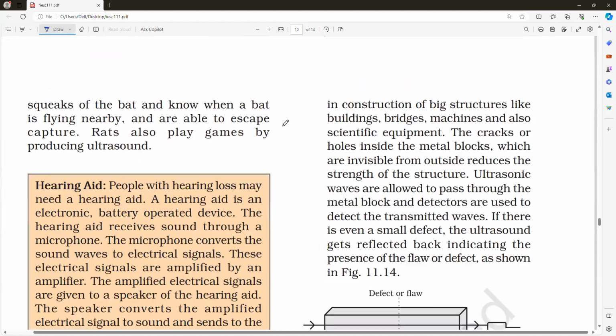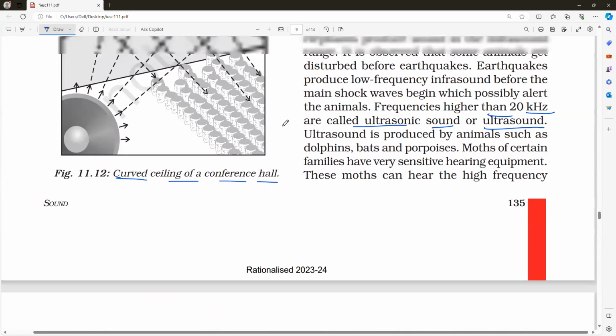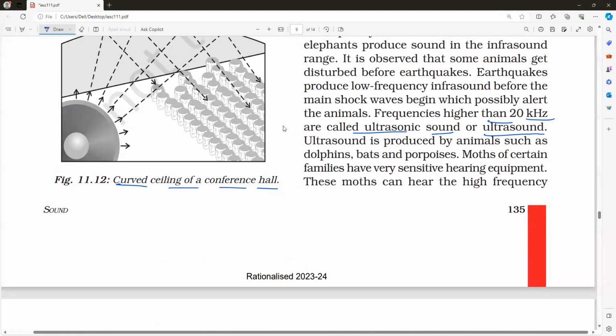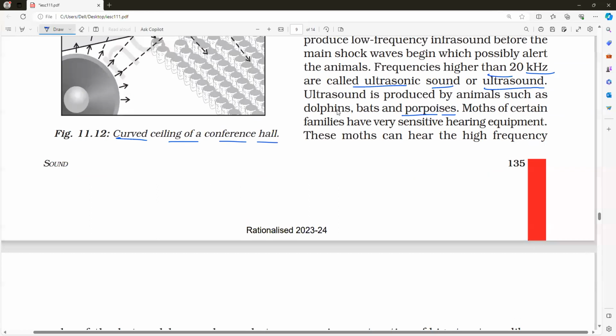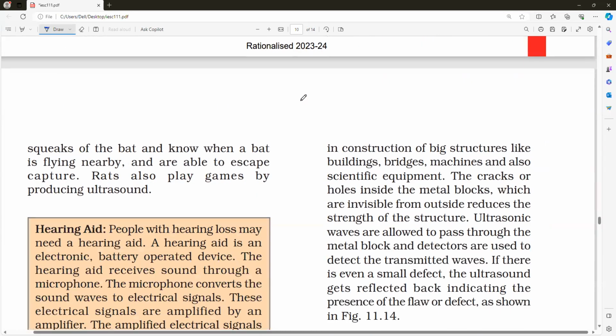I taught you yesterday about porpoises, right? That fish, another kind of dolphin, looks like a dolphin. Moths of some families also, remember. They have very sensitive hearing. These moths can hear high frequencies like the squeaks of a bat and know when a bat is flying nearby, so they are able to escape capture.